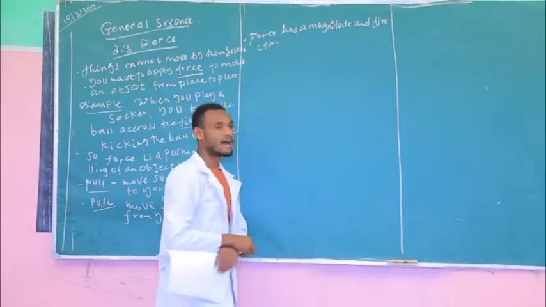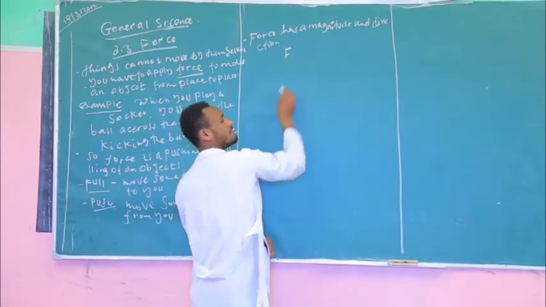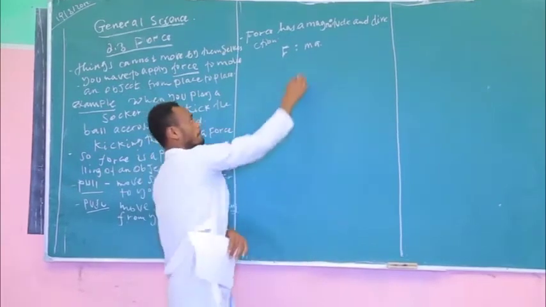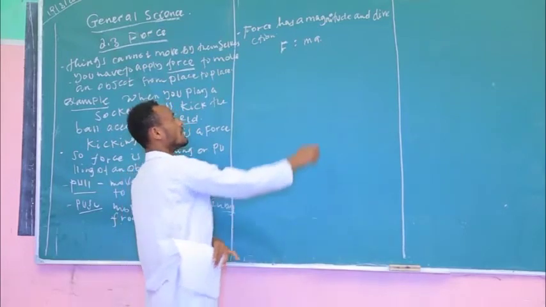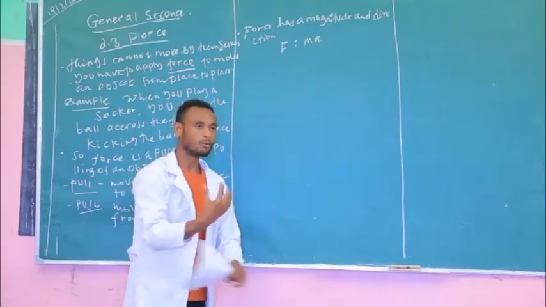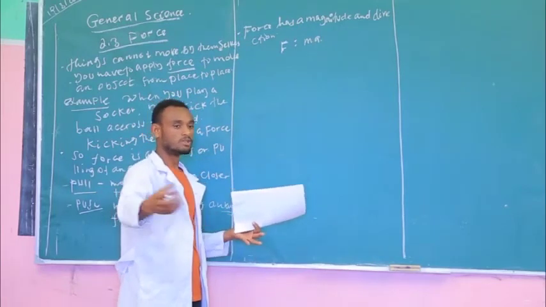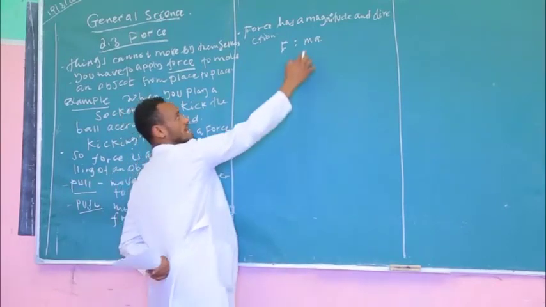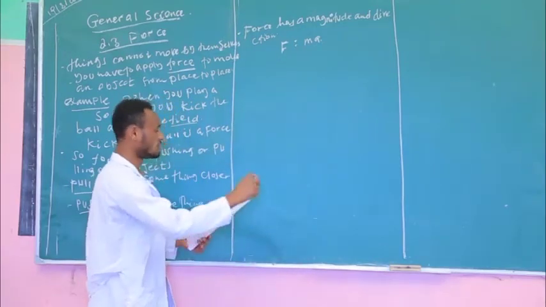So we can write a force by F. F is equal to ma. It means that force is equal to mass times acceleration. A given object with a certain mass, when you apply a force, it will have a movement, or it will be accelerated. That's why mass times acceleration will become force. Thank you very much, students.